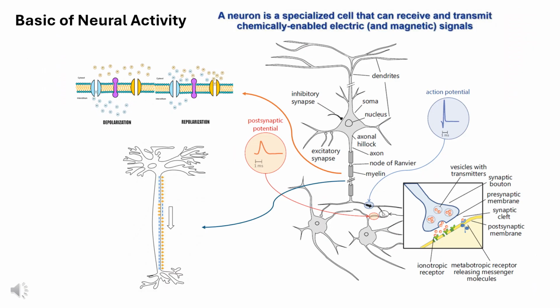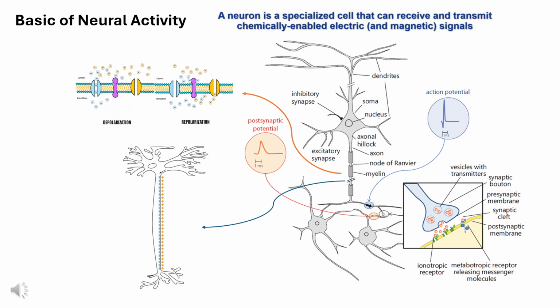Neural electrical activity is driven by the generation and propagation of action potentials, essential for communication between neurons. An action potential occurs when a neuron's membrane potential rapidly changes due to the influx of sodium ions, Na, during depolarization, followed by the efflux of potassium ions, K, during repolarization. This electrical impulse travels along the axon of the presynaptic neuron to the synapse, where it triggers the release of neurotransmitters into the synaptic cleft.